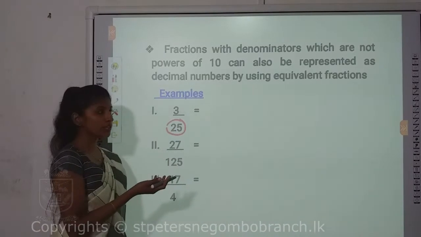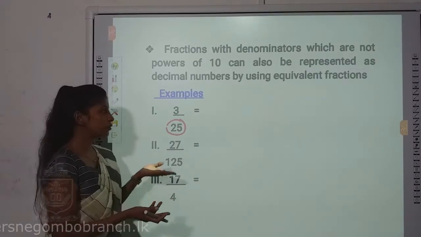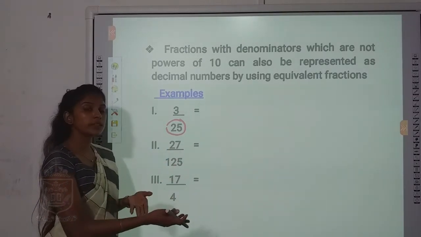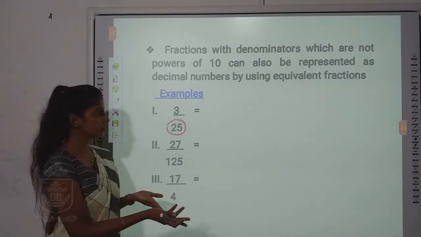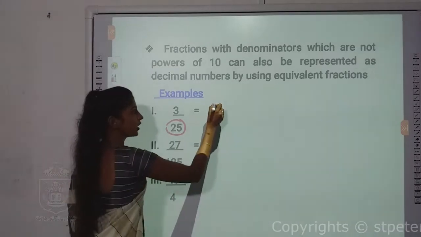How can we make a power of 10, which means 10, 100, 1000? From 25 we can't make 10, so we have to go for the next power of 10, which means 100. Yes, we can make 100 by 25. So how can we make it?